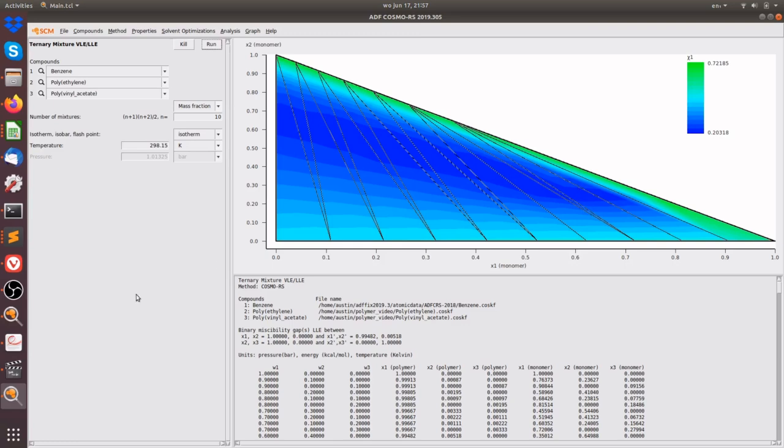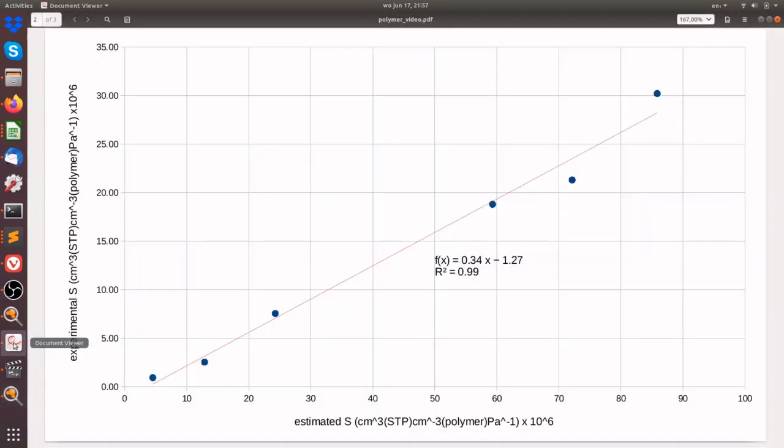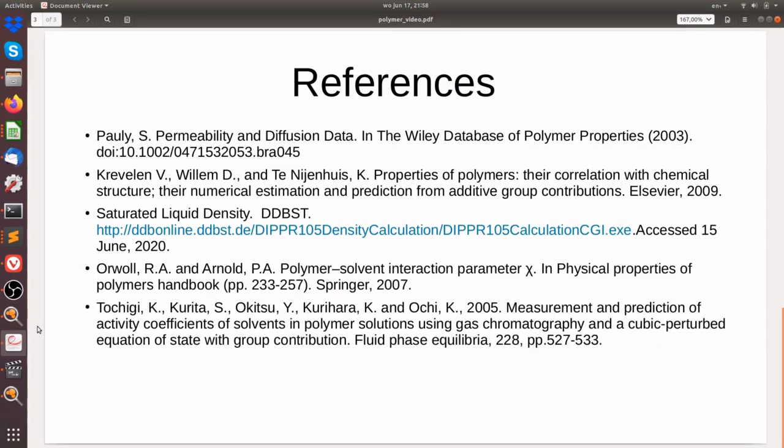So yeah, that wraps up a basic tutorial of the capabilities of polymers with COSMO-RS. I will also just leave you with a few references from which I've drawn my experimental data.